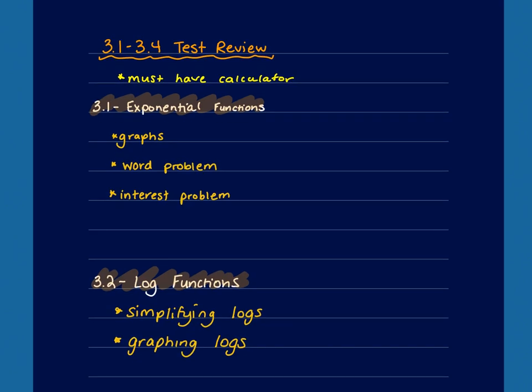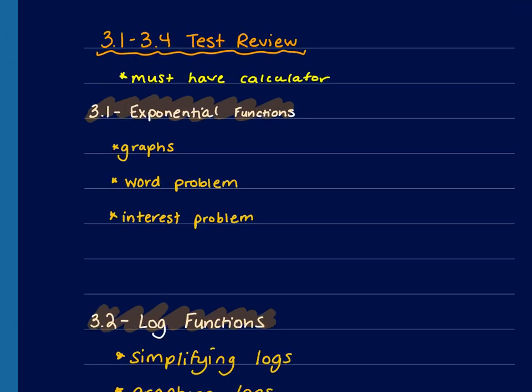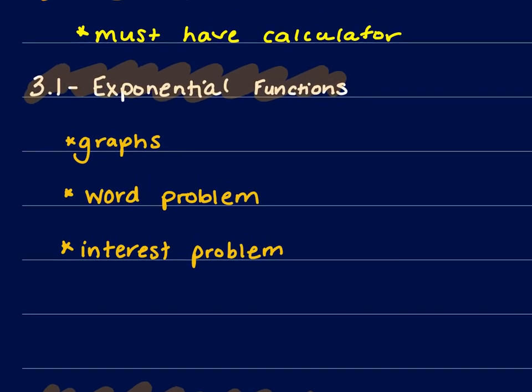All right, so 3.1 was the introduction into exponentials. So you can be simplifying exponentials. You can be graphing. We did a word problem on here where we talked about an exponential decay or growth. You'll see that in your review. And then the interest problems are on here as well. So remember with graphs, this could be a 3 to the x, or an e to the x, because those are both exponential.